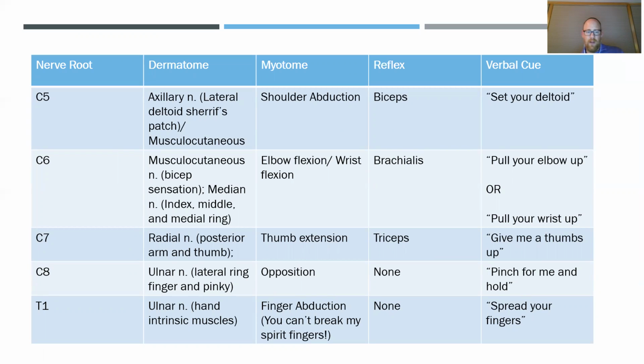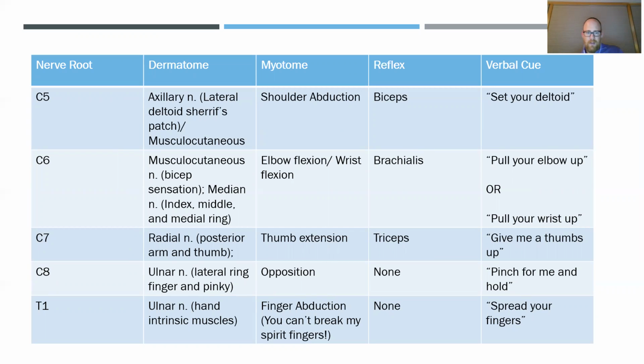Radial nerve, posterior arm and thumb. Remember, it comes off of the posterior division of the brachial plexus. So interestingly enough, it innervates the posterior arm and thumb extension. Reflex is our tricep reflex, and our verbal cue is give me a thumbs up, and then we try to hold.